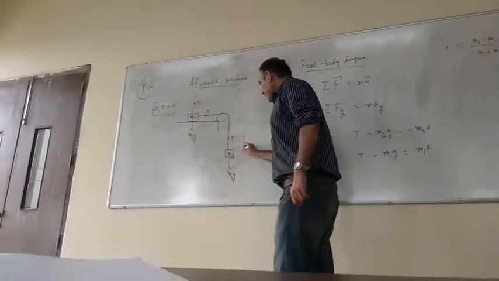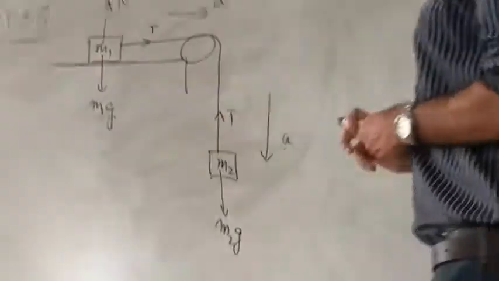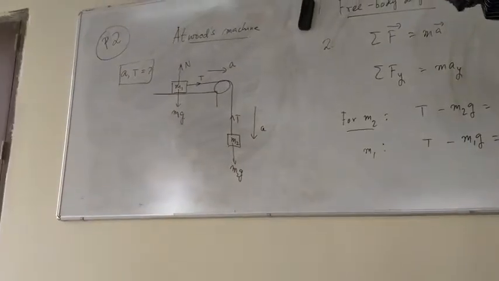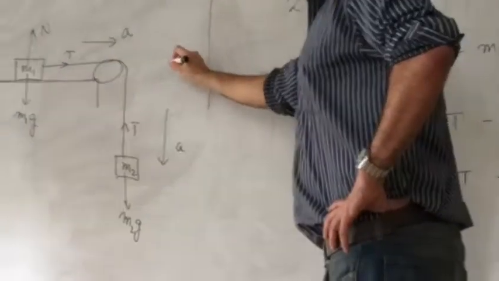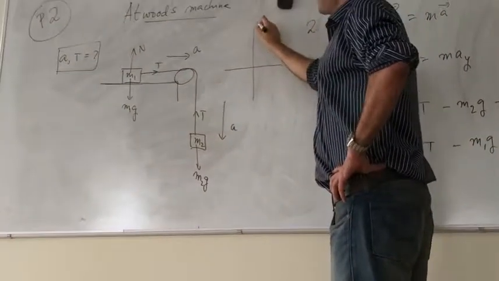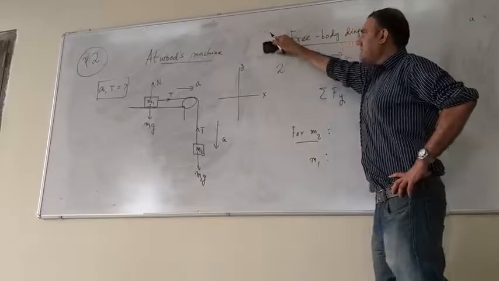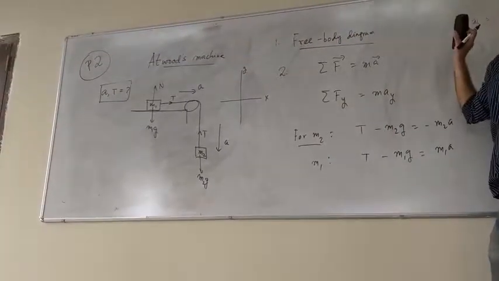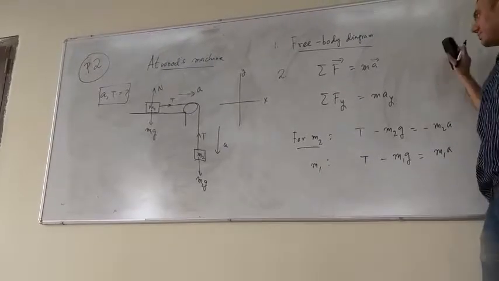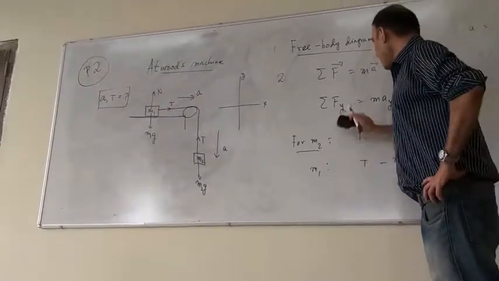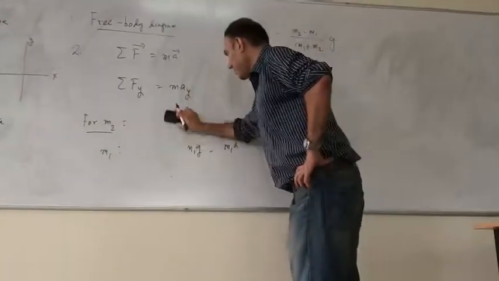So this mass accelerates downwards, and with the same acceleration, the mass M1 will move towards the right. Again, assign coordinates x and y. And we do the same exercise. Sum of F equals m times a. It's just the application of the second law of motion. So, what do we have here? Let's do it for M2. Let me erase this.